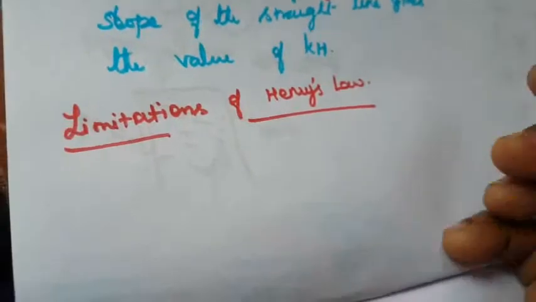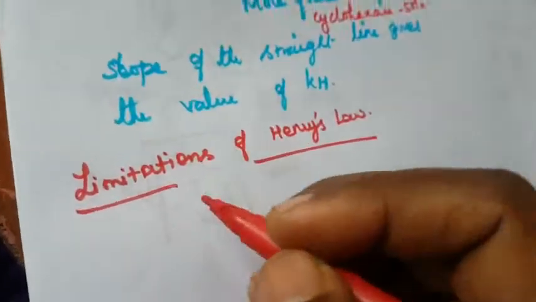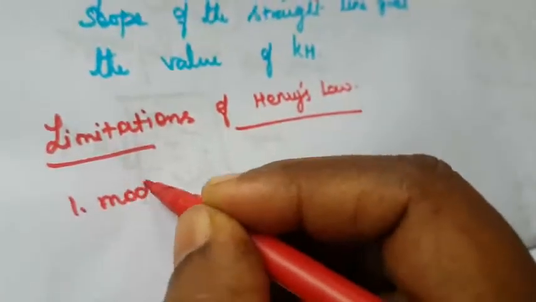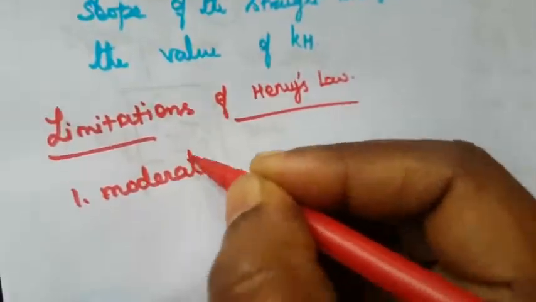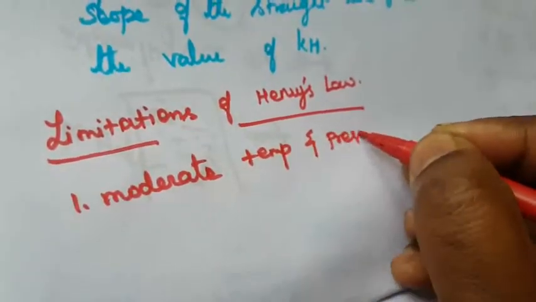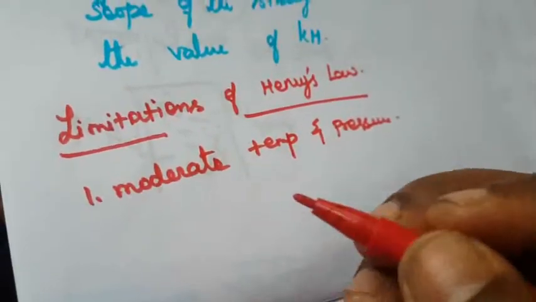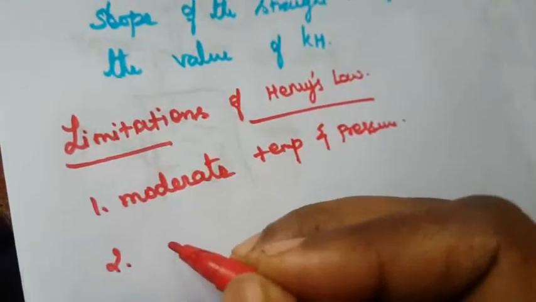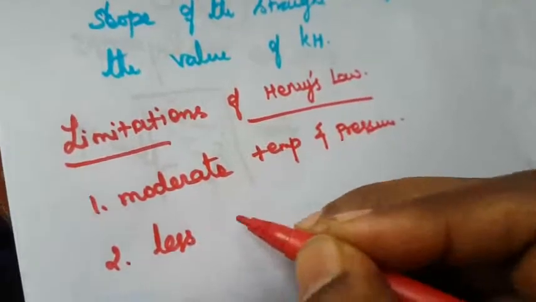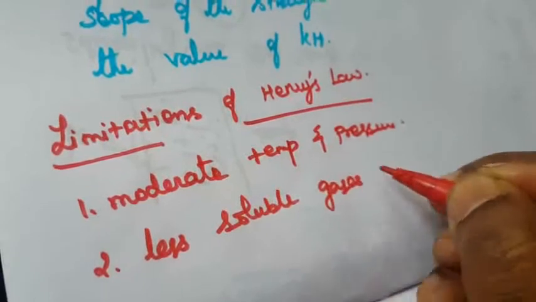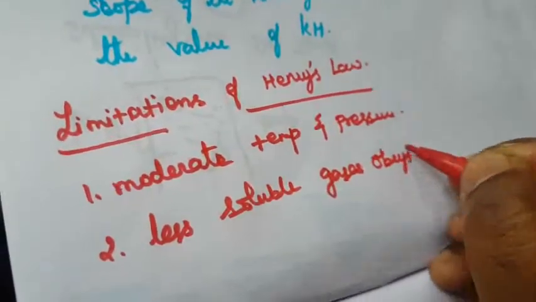First, it is applicable only at moderate temperature and pressure. Moderate temperature and pressure. And another one is that only less soluble gases obey Henry's law. The less soluble gases obey Henry's law.